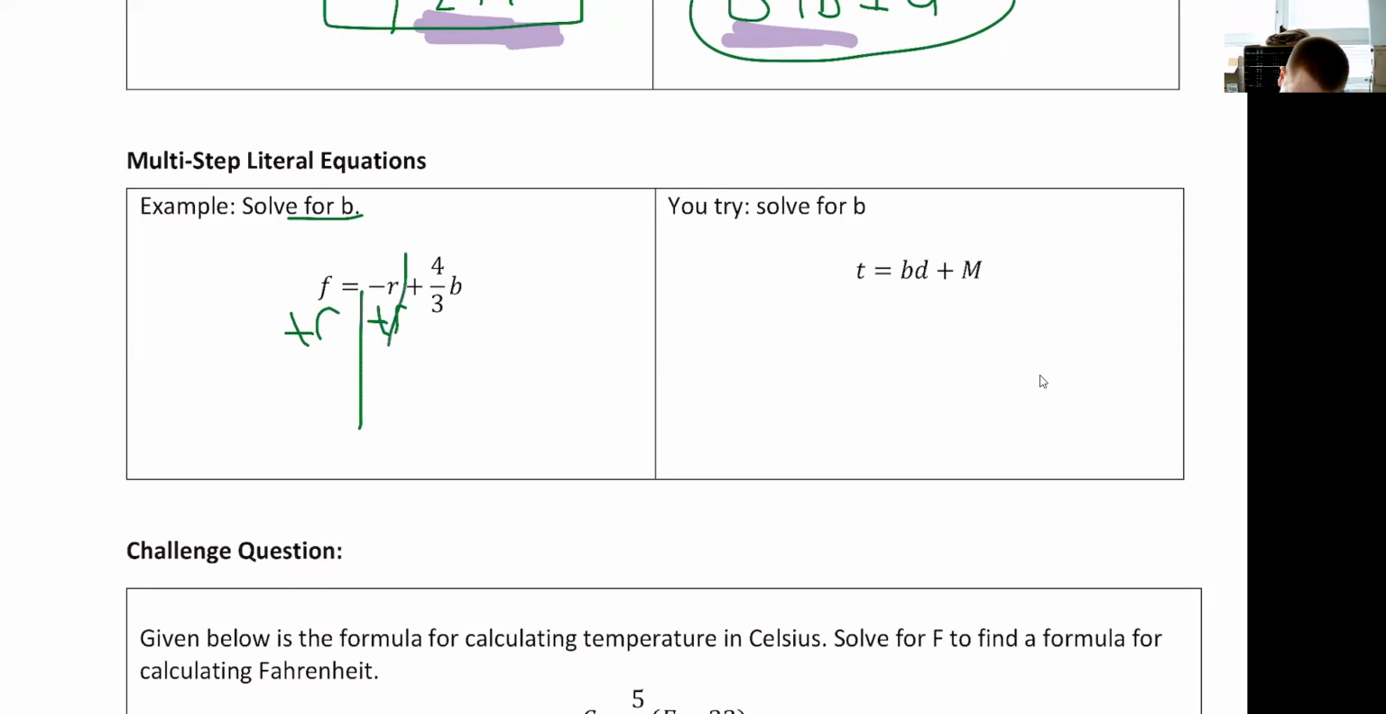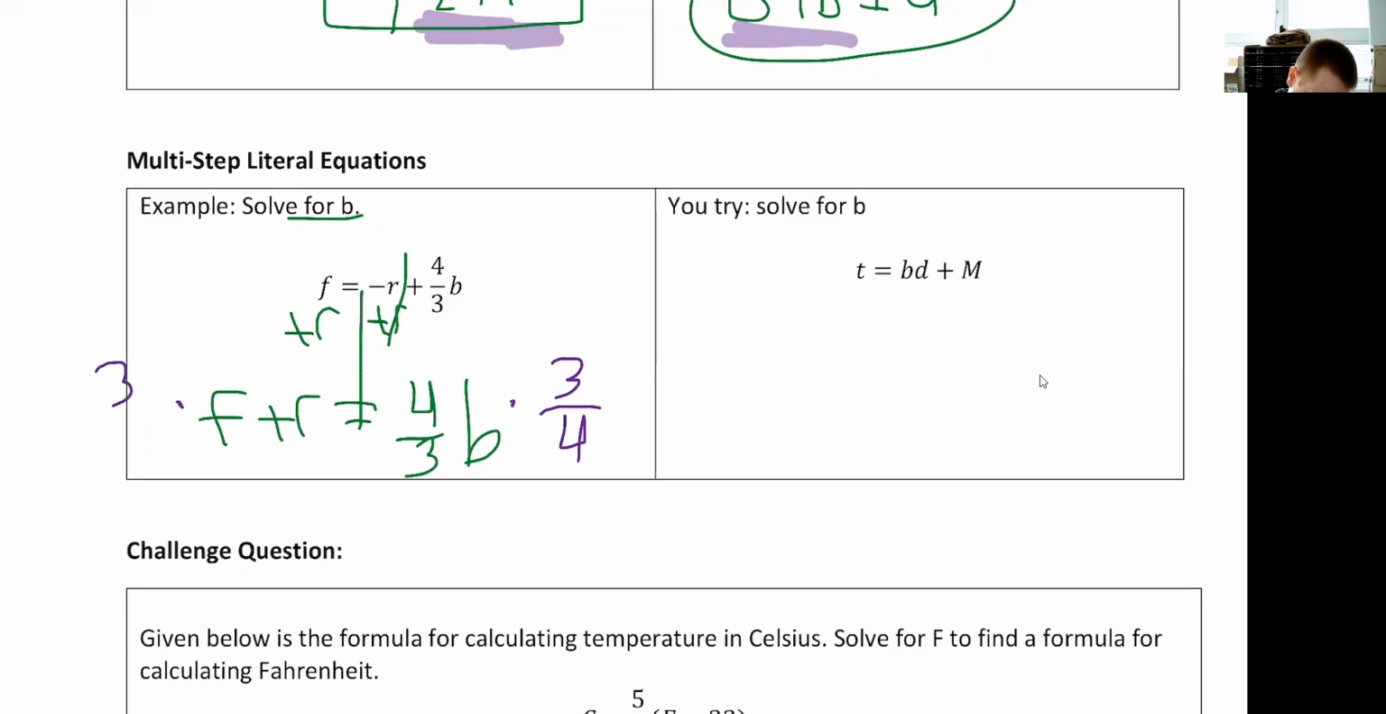That cancels out. So we just have on this right side 4 over 3b. On this left-hand side, there's really not much you can do. So just keep those added together, f plus r. And now we want to get rid of this 4/3. So remember, you can multiply by the reciprocal. That would be the fraction, but flipped.